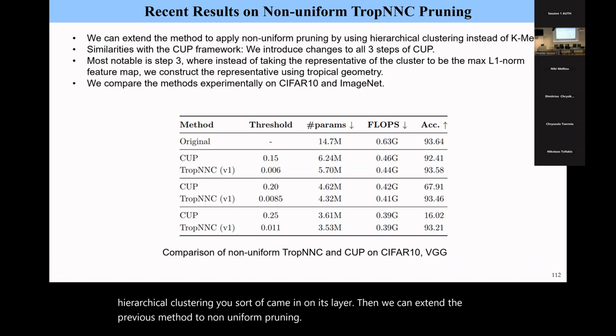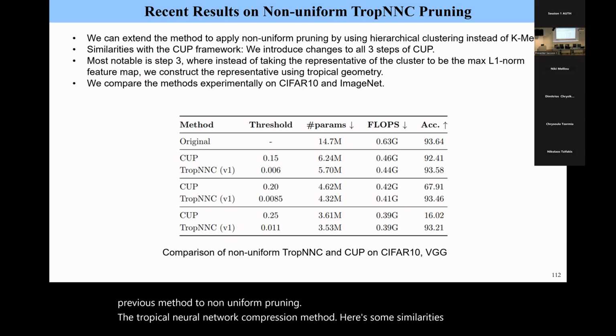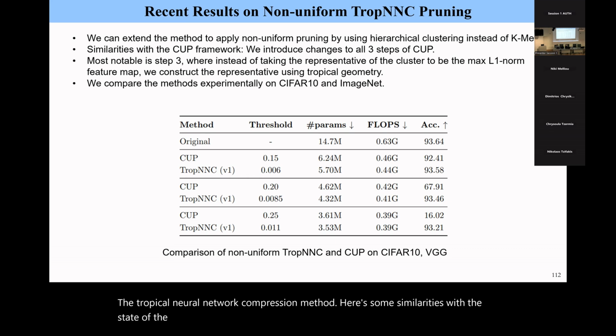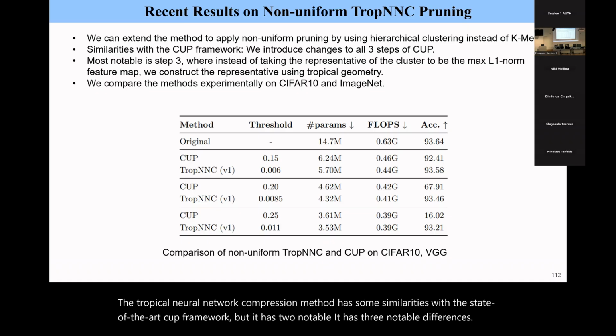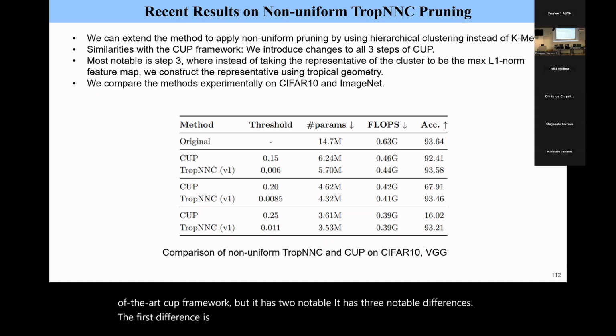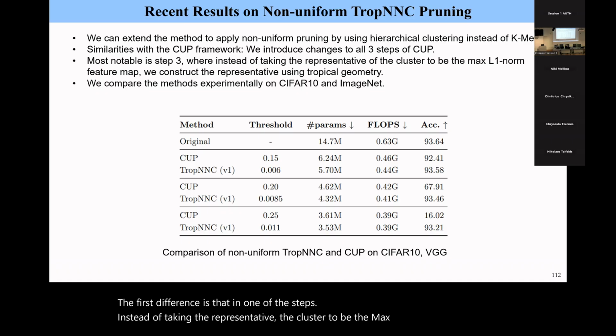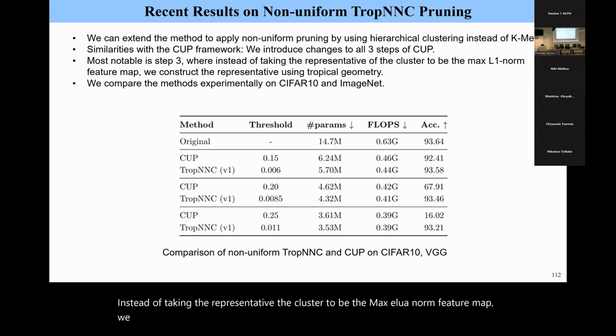The tropical neural network compression method has some similarities with the state-of-the-art CUP framework, but it has three notable differences. The first difference is that in one of the steps, instead of taking the representative of the cluster to be the max L1 norm feature map, it constructs the representative using tropical geometry. This is the most, I would say, notable difference.